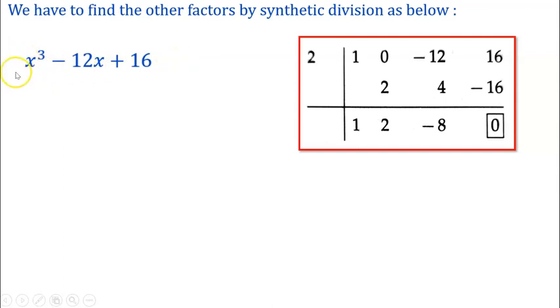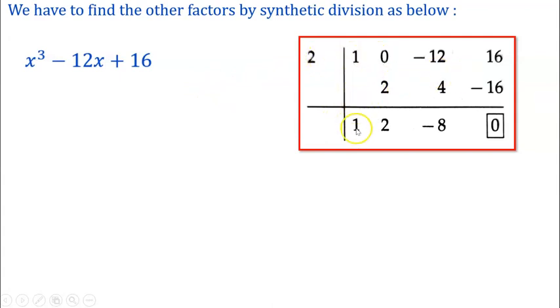We will take the coefficients of all of them. The coefficient of x cube is 1 here. Square term is absent there. Therefore, we take here the coefficient of x square as 0. Next, coefficient of x is minus 12. And the last constant term is 16. Here, x minus 2 is the first factor. Therefore, the opposite of minus 2 is plus 2. Okay, this is the synthetic division.